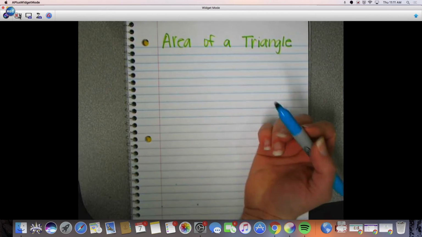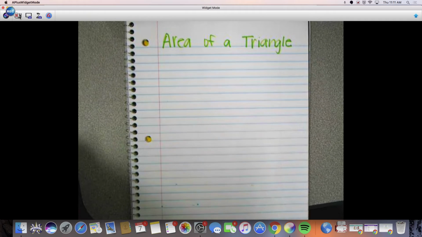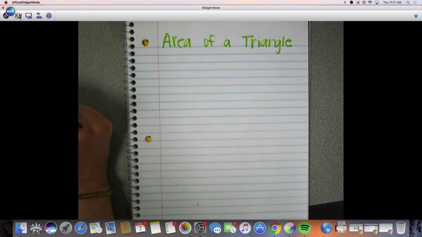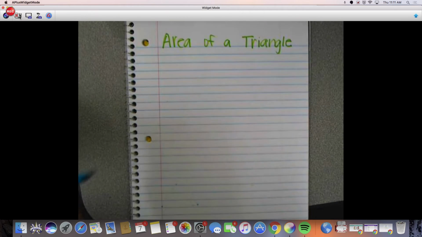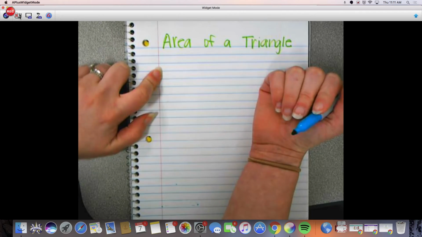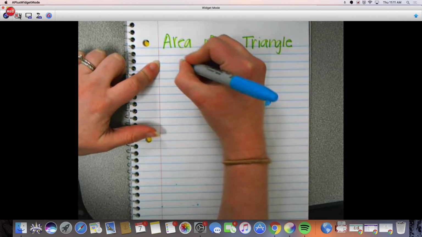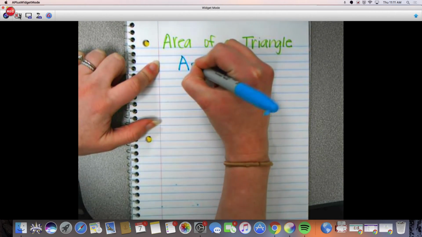We titled our notes Area of a Triangle. Luckily, today what we're doing is really just plugging numbers into an equation. And they give us the equation. So the formula for finding the area of a triangle, I want you to write A equals.